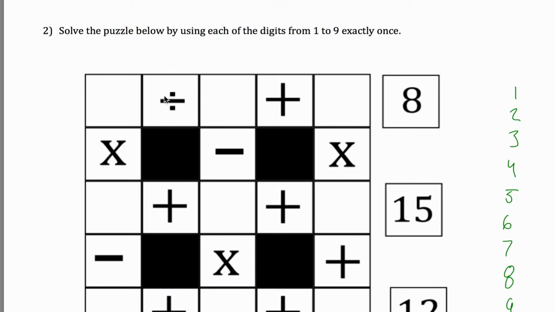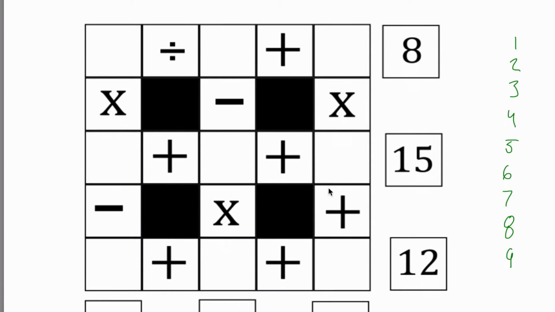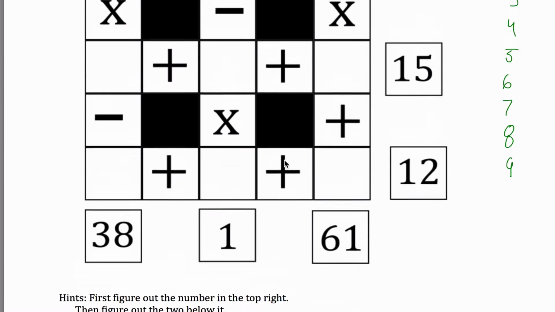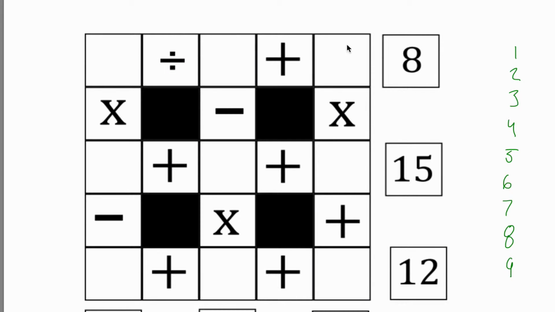You're putting 1 through 9 in these 9 boxes here, using each digit exactly once, and you want to make true statements. So something divided by something plus something equals 8. So where do you even start? Well, fortunately, there's a hint. It says, first figure out the number in the top right, this guy right here. How can I figure out this number right here?